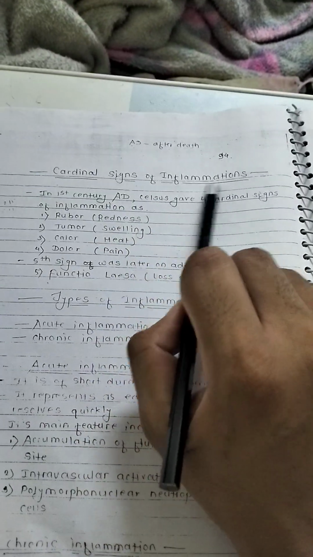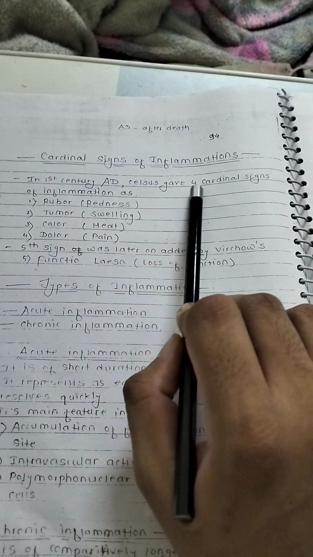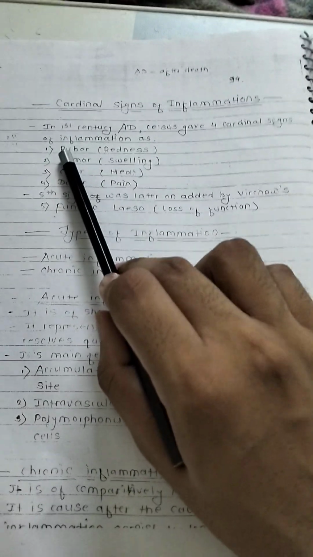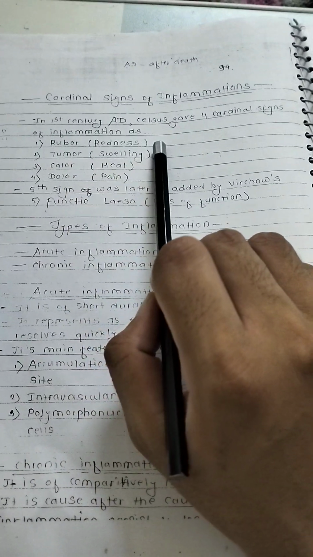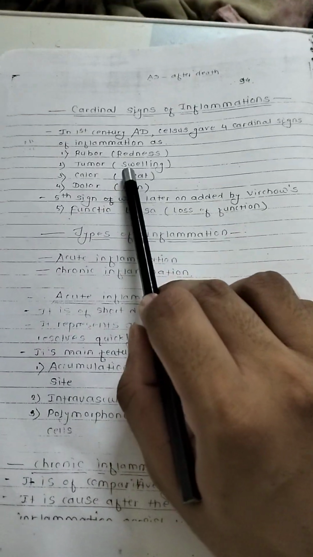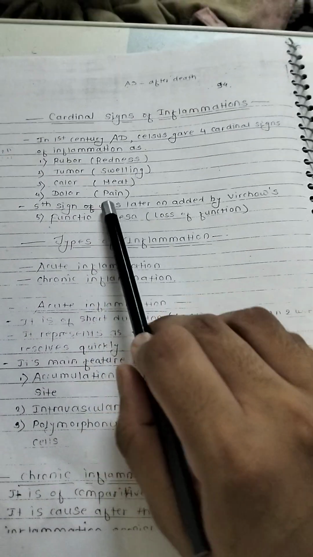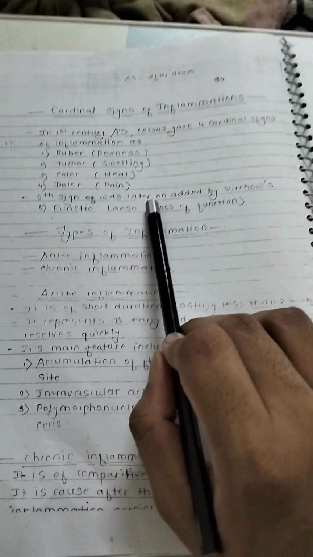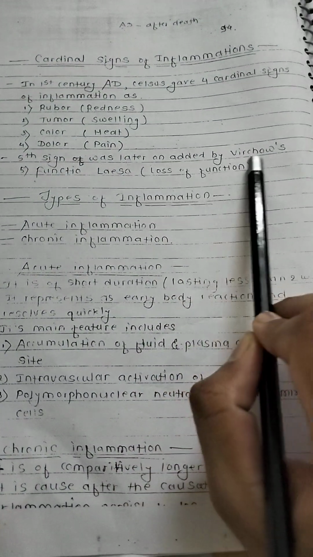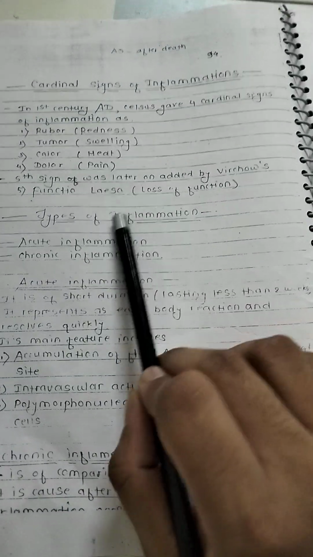Cardinal signs of inflammation. In the 1st century AD, Celsus gave 4 cardinal signs: rubor, redness; tumor, swelling; calor, heat; dolor, pain. The 5th sign was added later on by Virchow: functio laesa, loss of function.